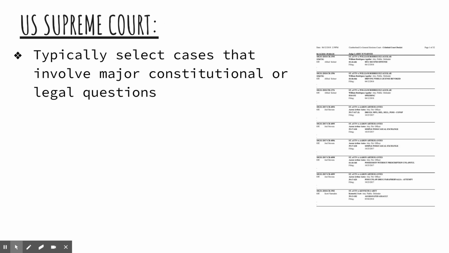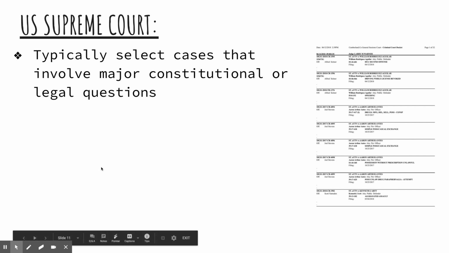In the U.S. Supreme Court, the court itself typically selects cases that involve major constitutional or legal questions. So think about Brown v. Board of Education, abortion rights, rights after 9/11, so like terrorism issues, things like that. So the Supreme Court selects cases that are important to society and to the way we live our everyday lives.